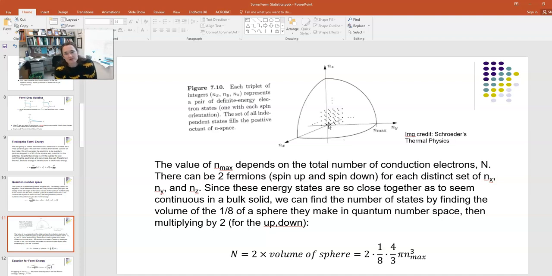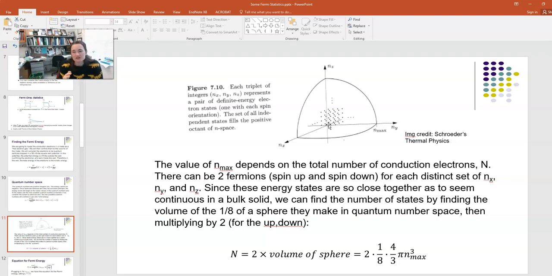Now, the value of n max is going to depend on the total number of conduction electrons that you have, which I'll call big N, okay? Remember that there can be two fermions, one spin up and one spin down, for each independent distinct set of nx, ny, and nz. And that's because of the Pauli exclusion principle.